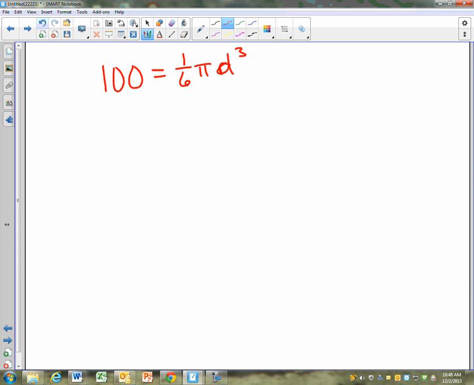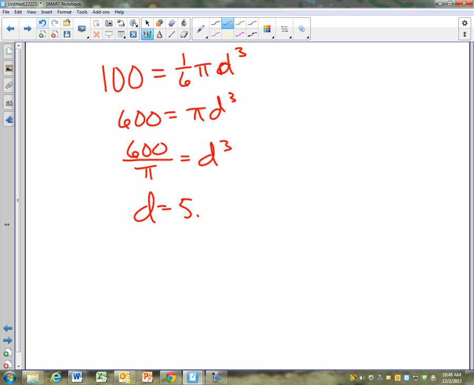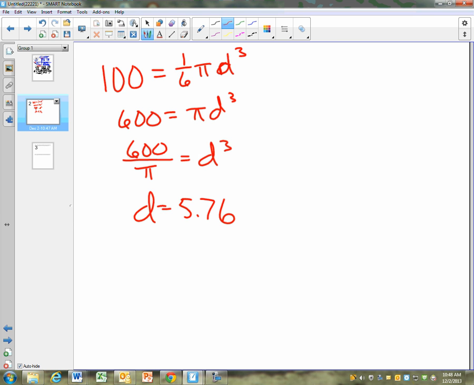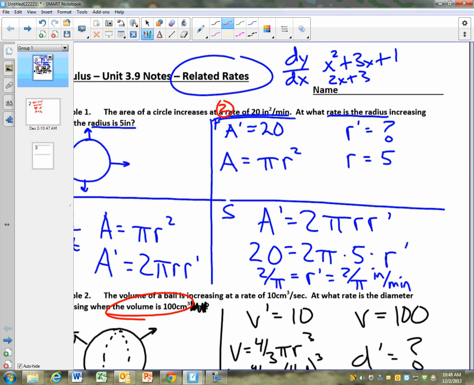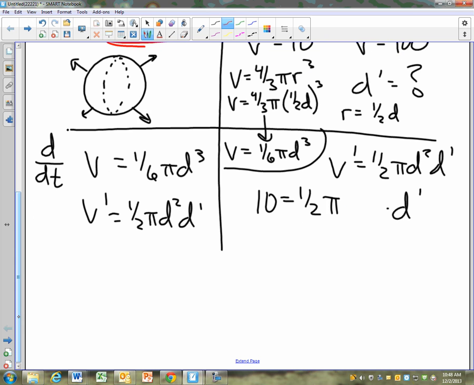Multiply both sides by 6: 600 equals pi d to the third. Divide by pi. Somebody got their calculator? And then let's take the cube root of that, raising it to the 0.33 power. 5.76. So I solve for the current diameter. I'm going to take that and plug it in right here.